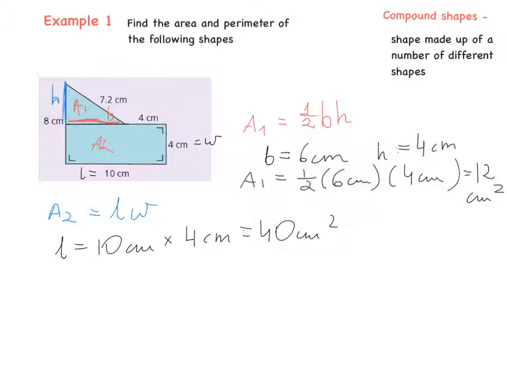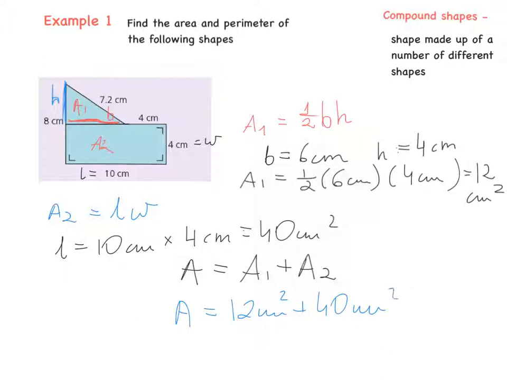Is that over? No, because we need to find the total surface area, and the total surface area is A, and A is A1 plus A2. So we need to just add up these two areas. At the end we have area is 12 centimeters squared plus 40 centimeters squared. So this is 52 centimeters squared.